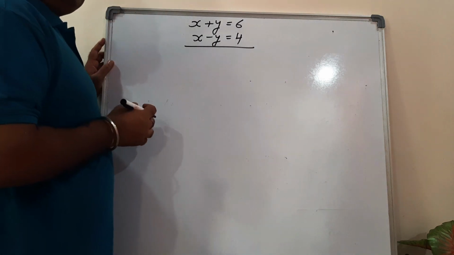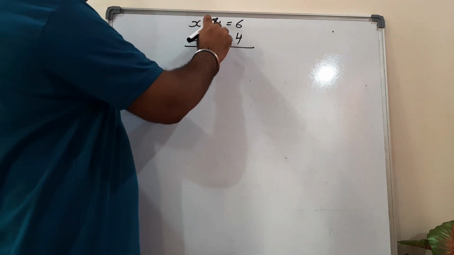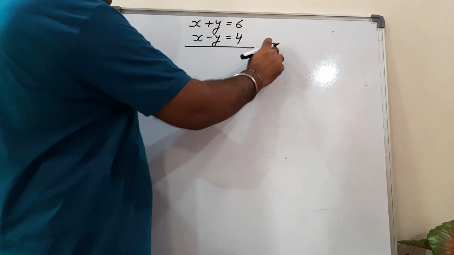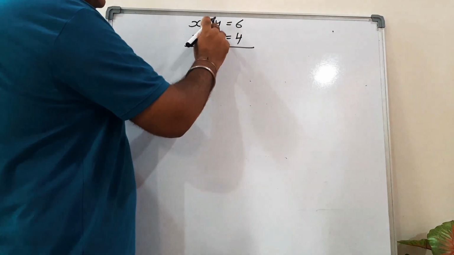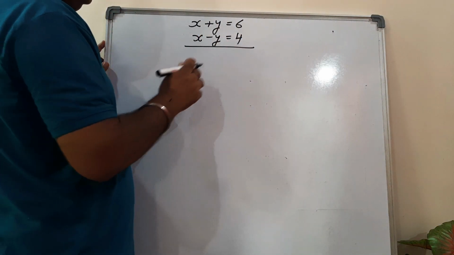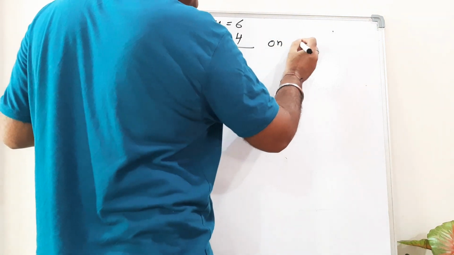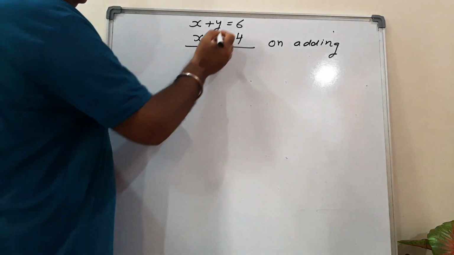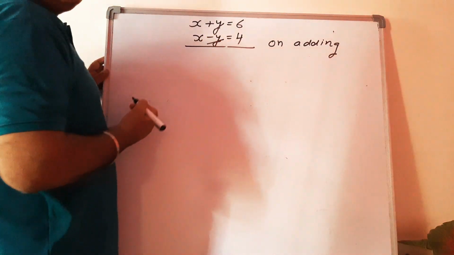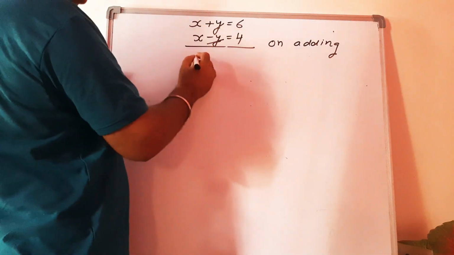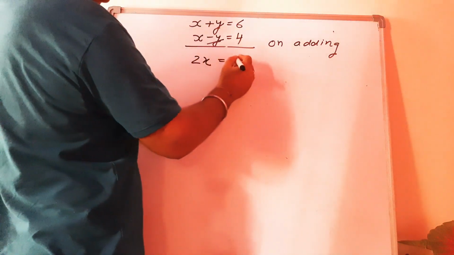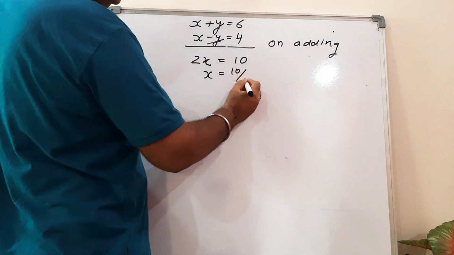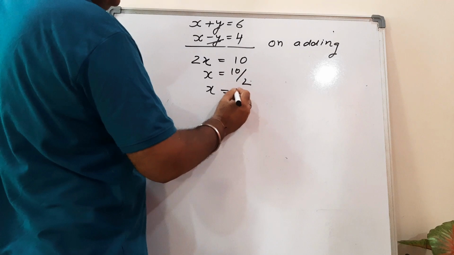So what is the possibility of getting a variable cancelled? This is plus y and this is minus y. Of course, if you write here on adding, plus y and minus y become cancelled. So what will you write here first? On adding. So on adding, plus y and minus y cancel. So x plus x, 2x is equal to 6 plus 4, 10. So x is equal to 10 upon 2. The answer is x is equal to 5.